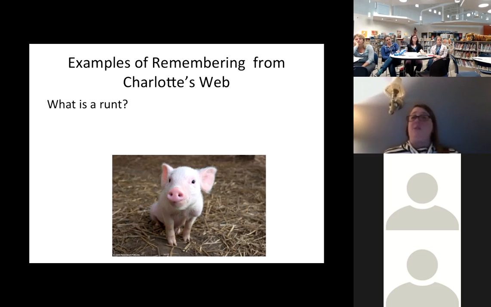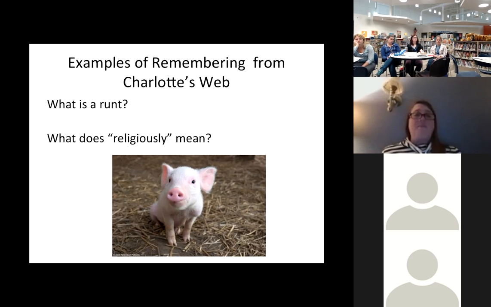Or smallest one. Again, I'm always wanting you to look at the different language levels. I don't know your students, but if your student had a greater command of language, you might say the smallest one of all, or the smallest one that came, something like that.